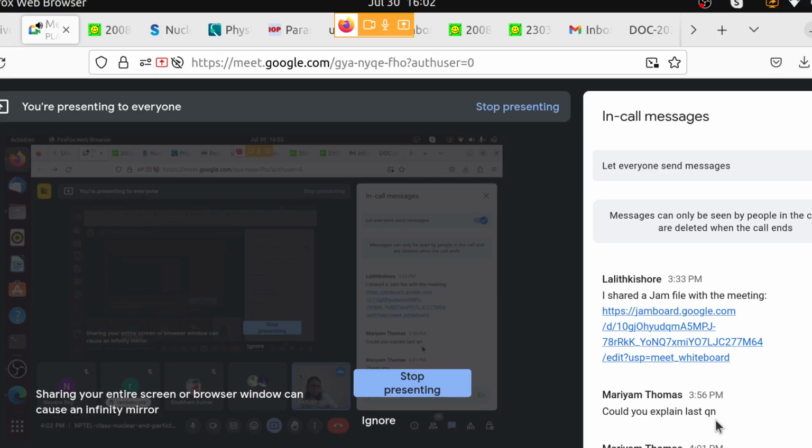I shared a jam file with the meeting. What will be with the jam file? Can you explain, Lalit Kishore? Should I write on that jam board? Jam file? Okay.